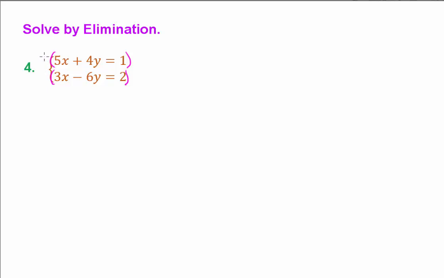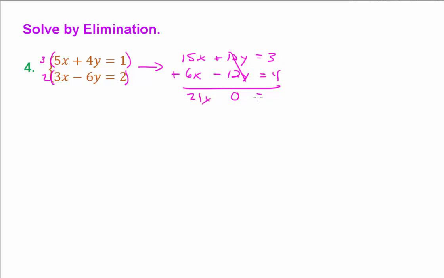I'm going to multiply the first equation by 3 and the second equation by 2, which will produce this new system of 15x plus 12y equals 3, and 6x minus 12y is equal to 4. Now I have a system of equations where I have both 12s, and since they're opposite, I can add to eliminate. So again, your goal here is to do a 12y minus a 12y so they cancel out and you get 0. 15x plus 6x is 21x, equal to 3 plus 4 is 7.